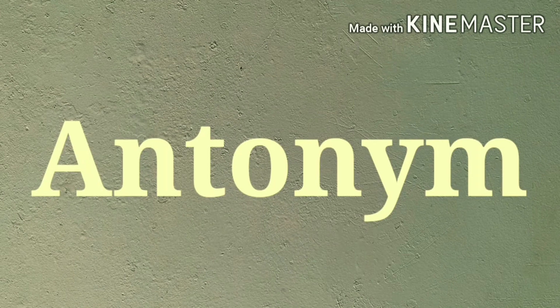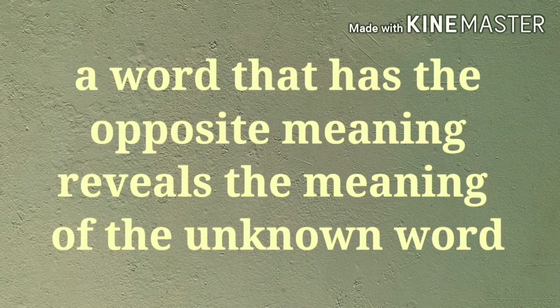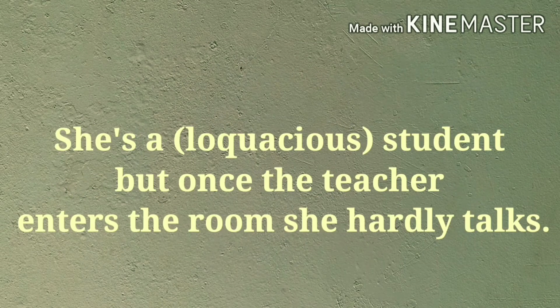And the last one is the use of antonym. A word that has the opposite meaning reveals the meaning of the unknown word. Example, she's a loquacious student, but once the teacher enters the room, she hardly talks. So, the unfamiliar word is loquacious, and the opposite is hardly talks. In other words, loquacious means talkative.